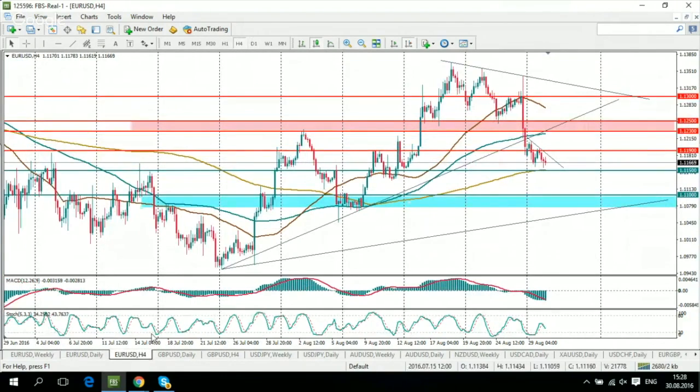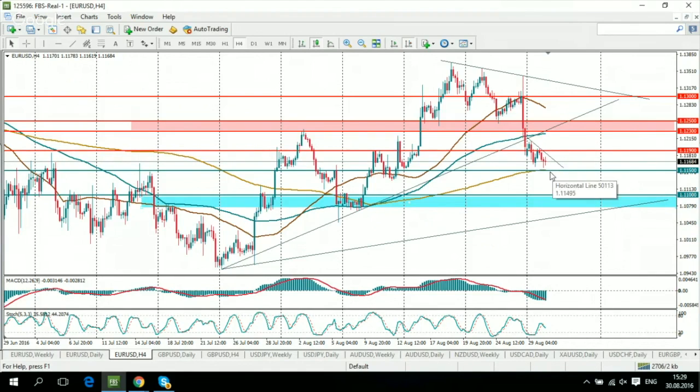On the 4-hour chart, we can see that a kind of triple top was formed during the past 2 weeks, and the levels which used to be a support, around 1.1250 and 1.1230, represent now a significant resistance for the euro dollar. And I think that if an increase to these levels materializes in the coming few days, this area will be a good area to enter bearish positions for the euro dollar.